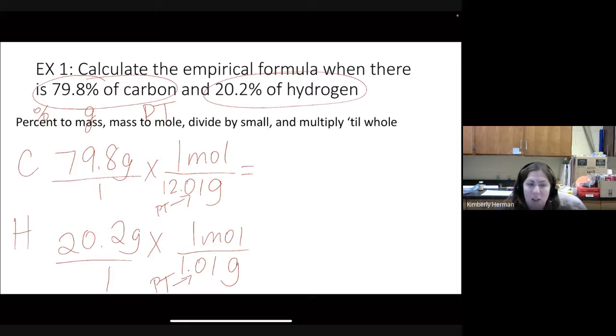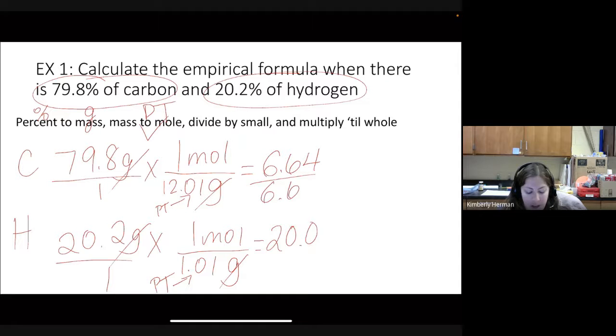So when we do 79.8 grams divided by 12.01 grams, we're going to see that the answer we get is going to be 6.64 mole. Now, if you don't write mole there, that's okay for me, because we see that G and G cancels out, and I'm running out of space, so I'm actually going to leave that off for the mole. And then we'll see that our bottom one's going to be 20.0. So we have now completed step number 2, mass to mole. Now we have to divide by small. So we're going to see that 6.64 is the smaller of the two. So when we divide that, we're going to get 1. And then when we do 20 divided by 6.64, we're going to see that we get 3.